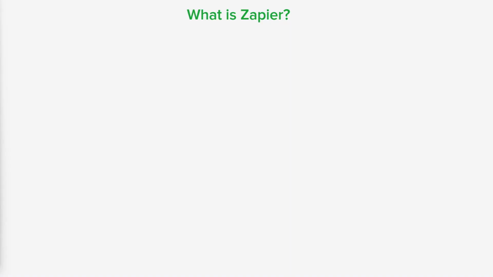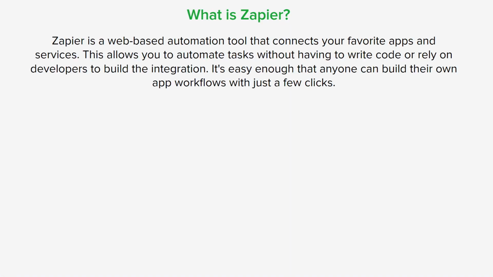So what actually is Zapier? Well, if you're not familiar with it, Zapier is a web-based automation tool that connects your favorite apps and services. What this does, it allows you to automate tasks without having to write code or rely on any developers to build any kind of integration. It's quite easy to use, and anyone can build their own workflows with just a few clicks.